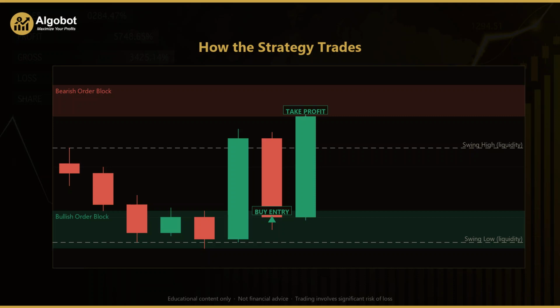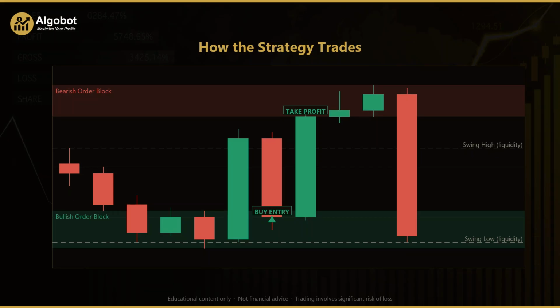A couple of candles later, price pulls back down and dips into that green order block zone. As the bid mitigates the zone, the buy entry is placed. The protective stop sits just below the block, and the take profit is set at twice that distance. Price then rallies and reaches the take profit level, and the first sequence is complete.